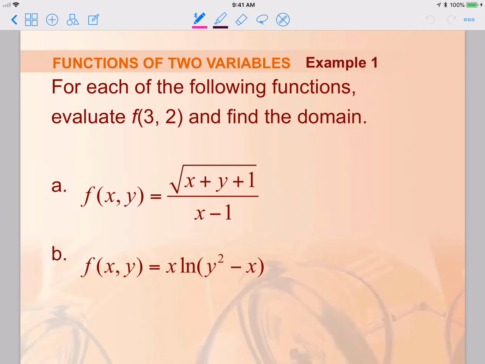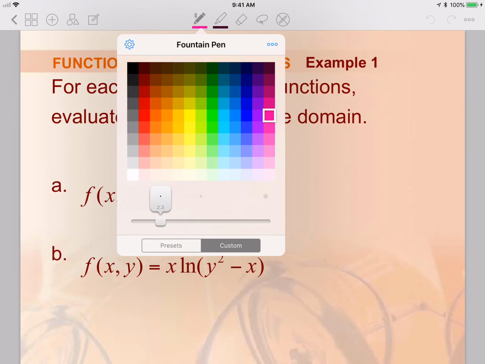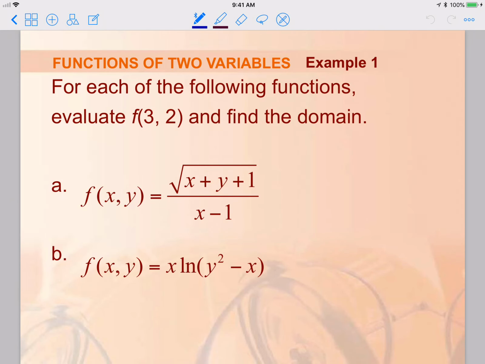Okay. So let's practice a little bit. For each of the following functions, evaluate f of 3, 2 and find the domain. So let me choose a different color here. Okay, so the easiest part is to evaluate f of 3, 2. So x is going to be 3 and y is going to be 2.